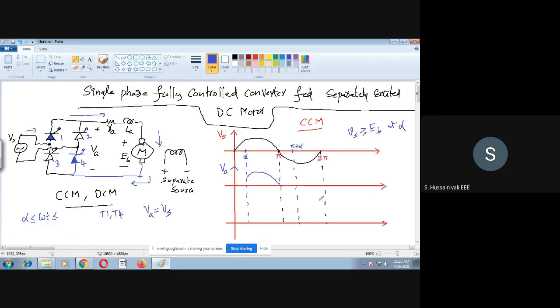Now this is alpha, this is pi. So at pi, what is the situation now? At pi, the supply voltage becomes negative. As the supply voltage becomes negative, there is a possibility that thyristors T1 and T4 will get reverse biased. When they get reverse biased, there is a possibility that both will be turned off.